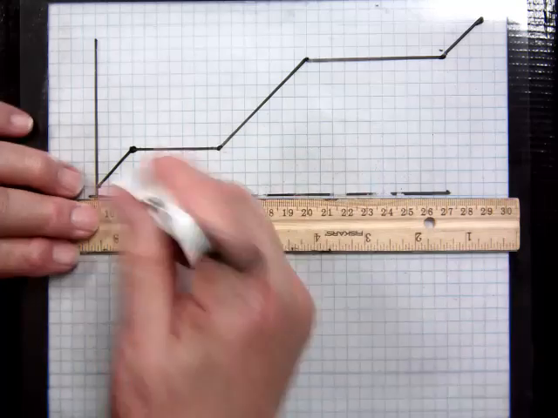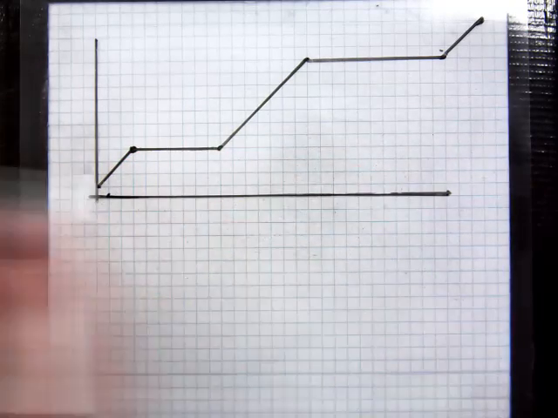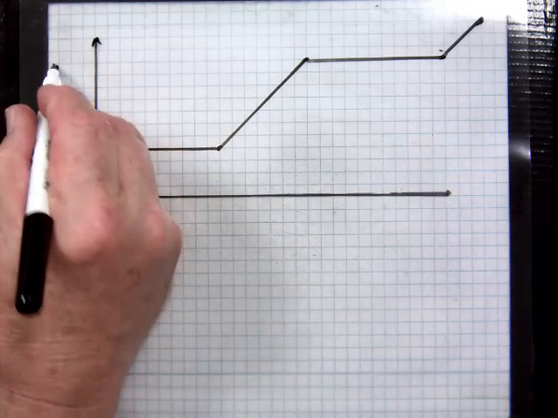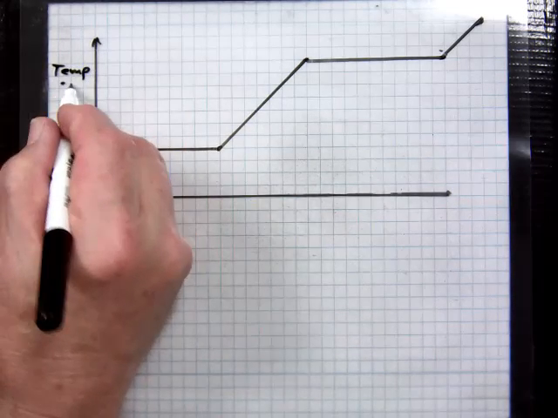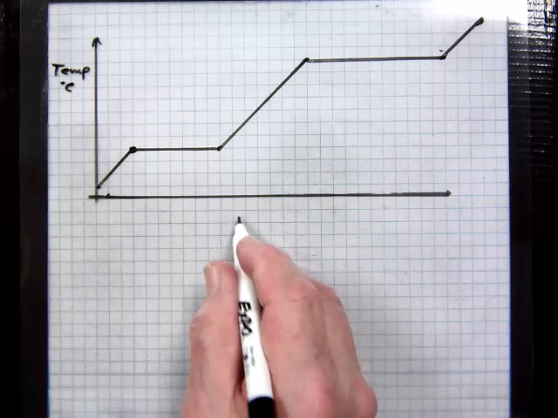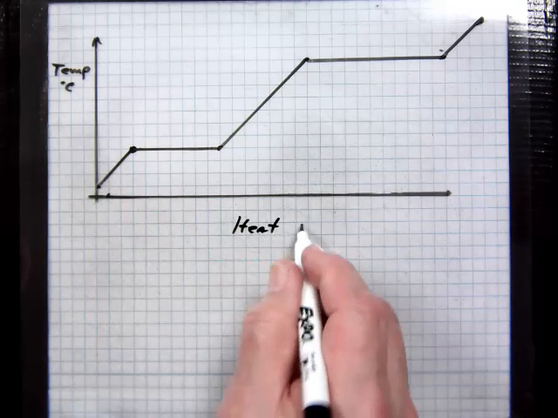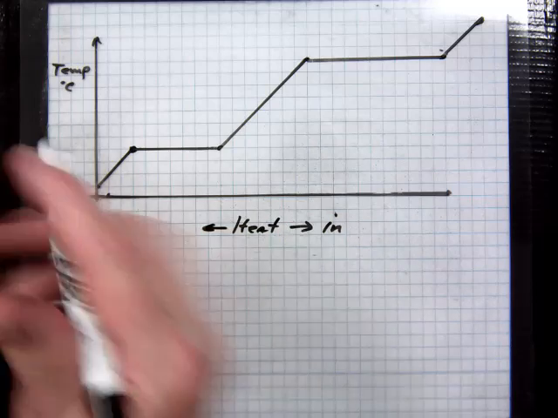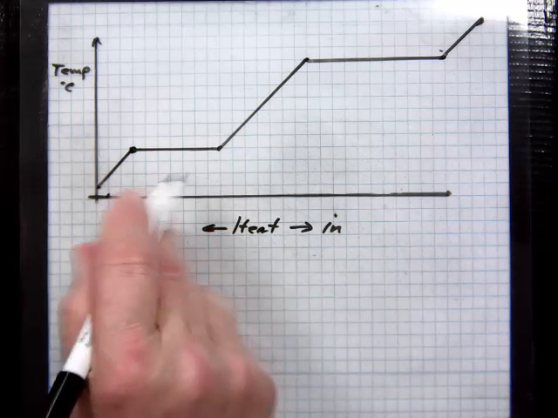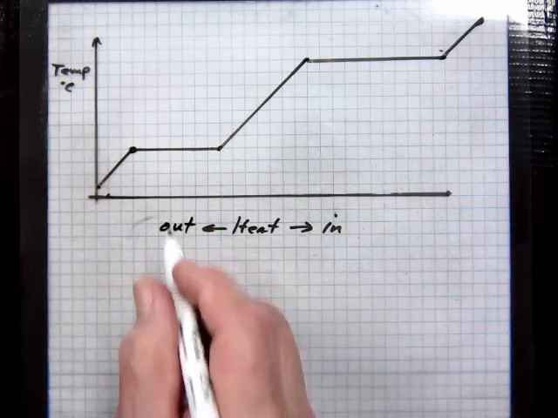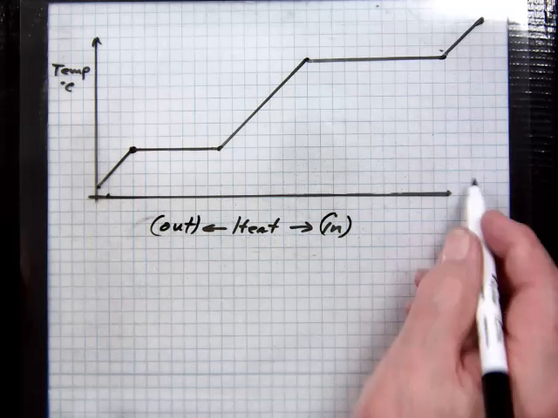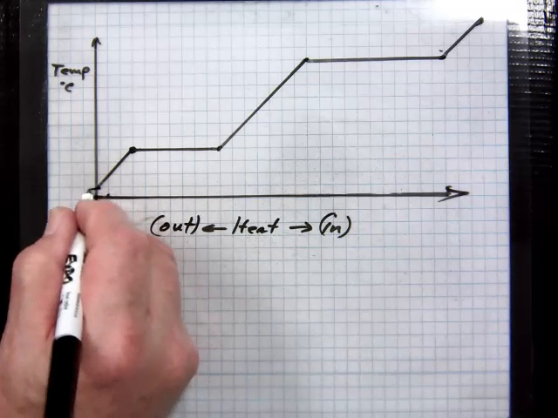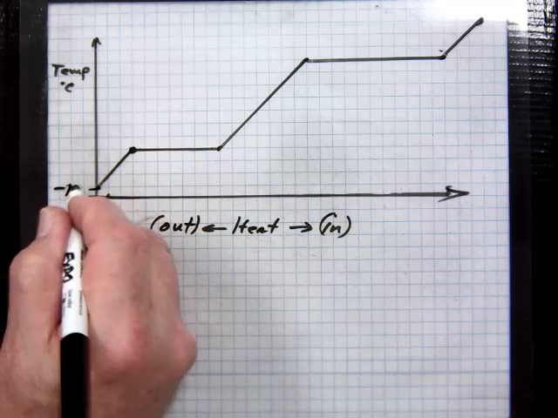Okay. 5 regions in here, and this vertical axis is temperature in degrees Celsius. Horizontally is heat in, out. You can go either way on this curve, cooling or heating. Okay. So we're going to start right here and say this point right here is minus 10 degrees C.